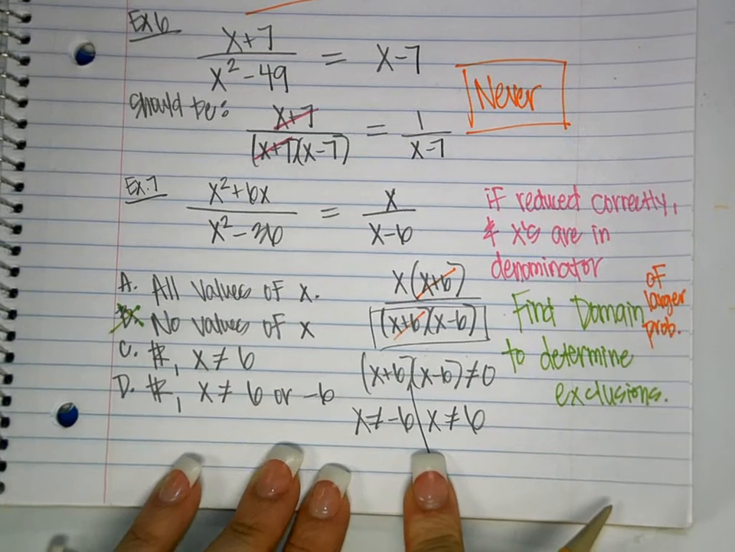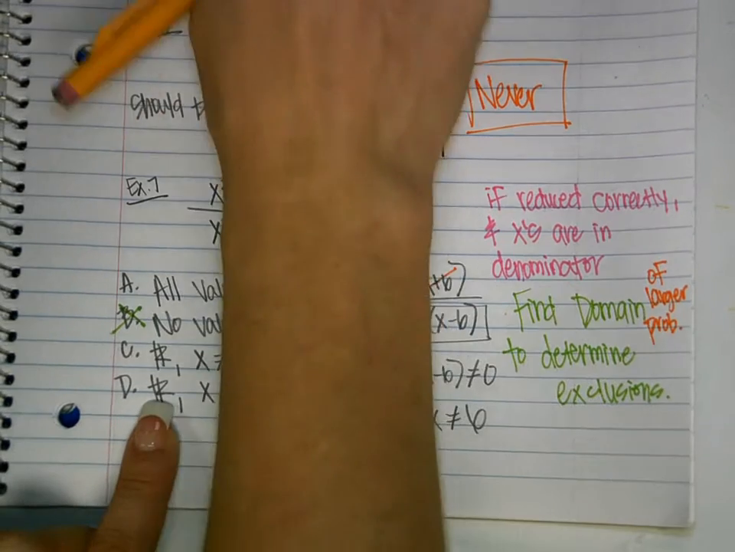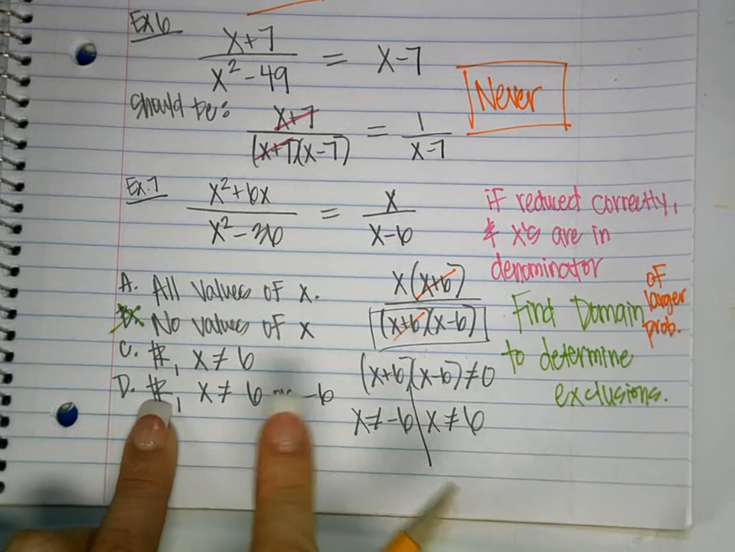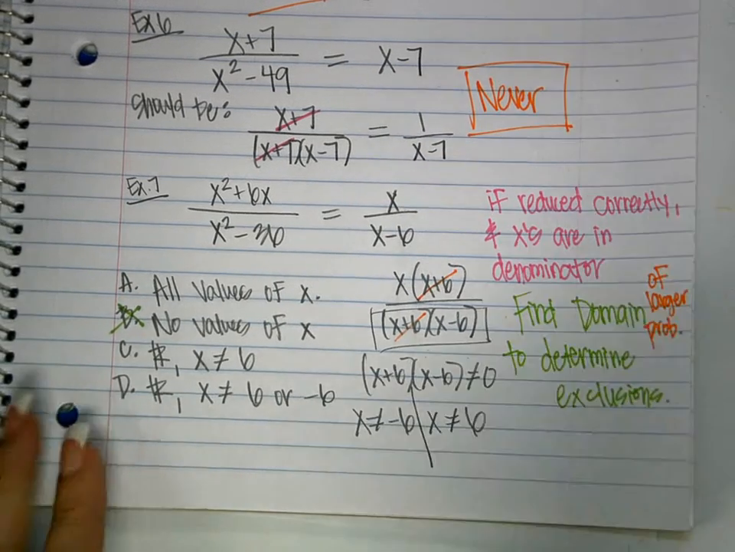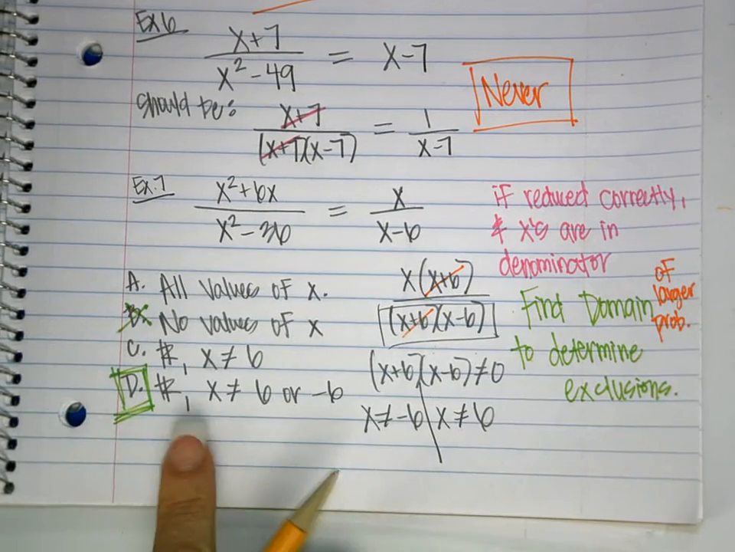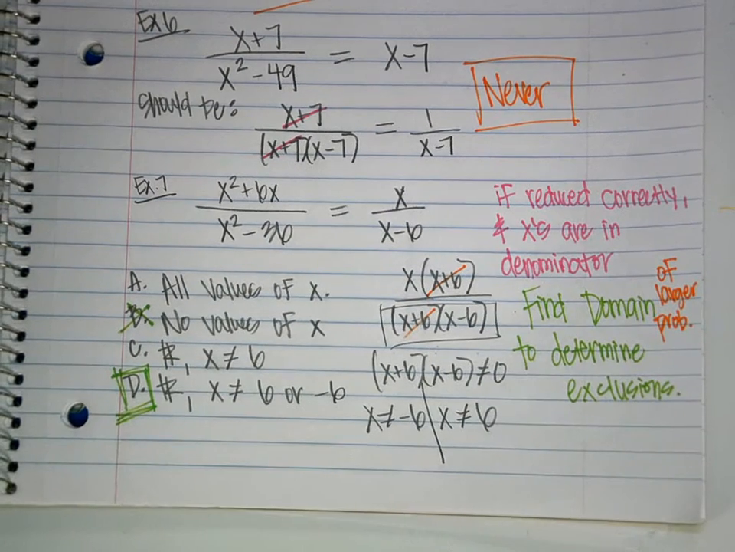So here, the actual answer is, when is this true? This is true for all real numbers except positive 6 and negative 6. Okay, so your actual answer here would be D. So when is this true? It's always true except when x is 6 or negative 6.